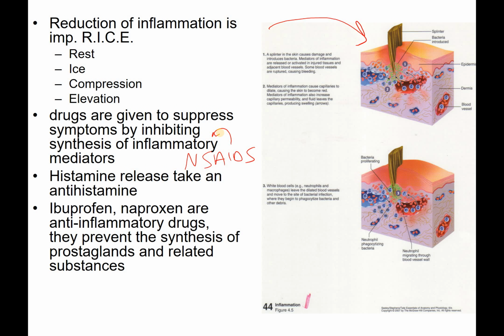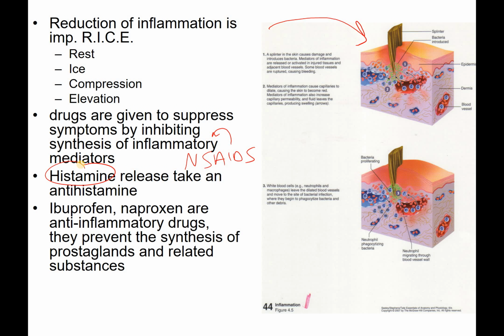Histamine release. If you get a histamine release, that typically means you're going to get some sort of an allergic reaction. So then people will take antihistamines, and what an antihistamine medication does is it blocks the receptor site for the histamine binding site. So if a histamine cannot bind to the cell, then you're not going to get the allergic response. So that's what an antihistamine does.